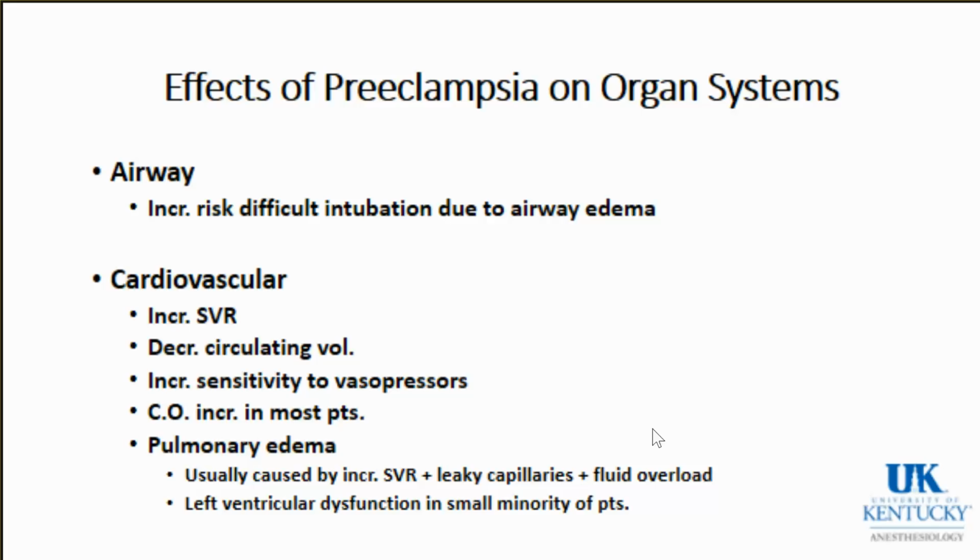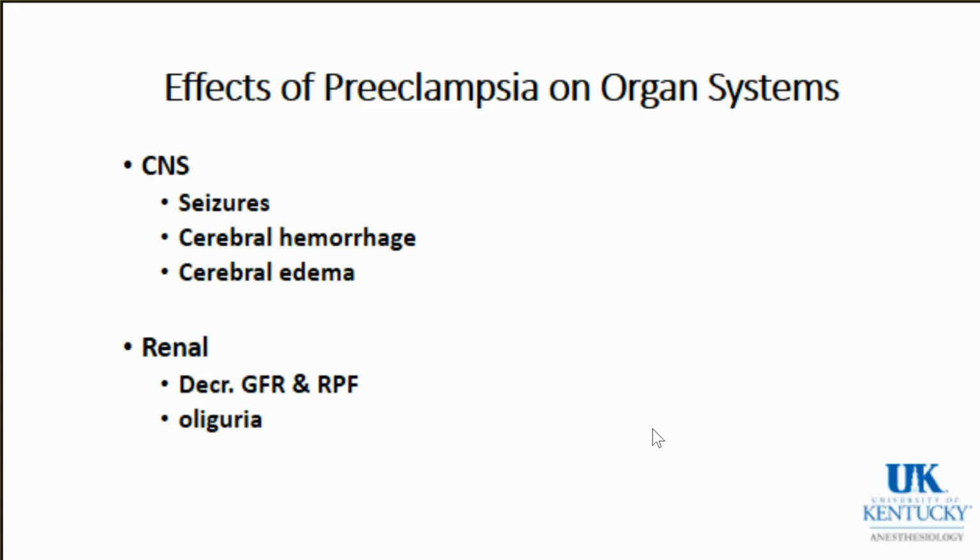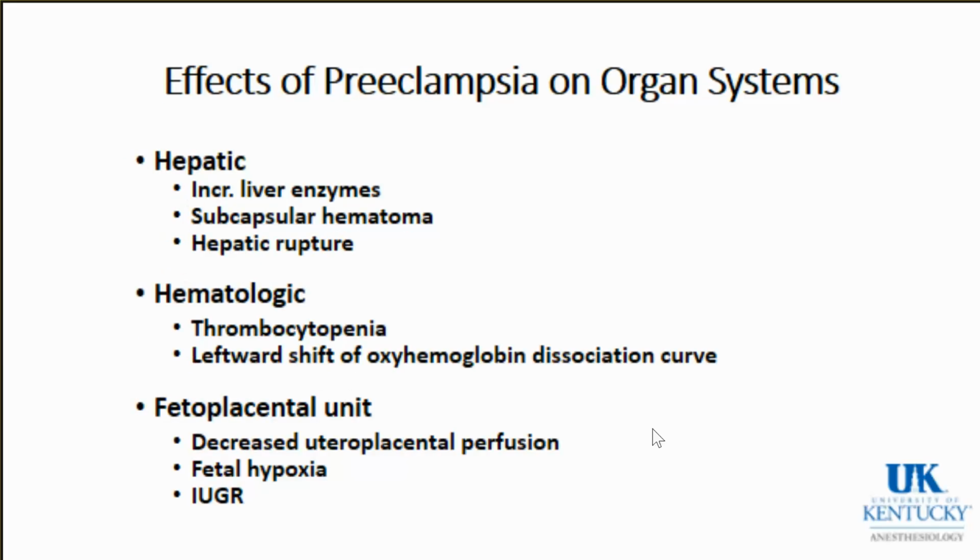It's a small percentage of patients who develop pulmonary edema because they have ventricular dysfunction as a result of the disease. CNS, you can see seizures. The leading cause of cerebral hemorrhage in pregnant patients is preeclampsia. Cerebral edema also can be seen in these patients, along with PRES, seen sometimes in patients with preeclampsia with severe features. You can see renal dysfunction resulting in oliguria. Increased liver enzymes are the most common hepatic finding, but also in severe disease you can actually have swelling and get subcapsular hematoma and even, rarely, hepatic rupture.